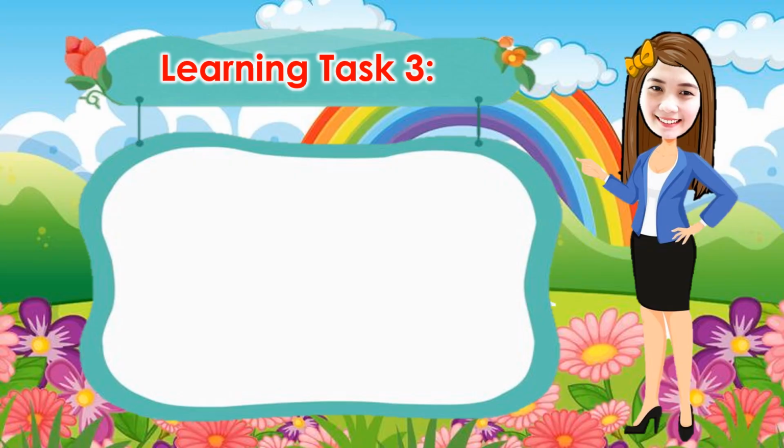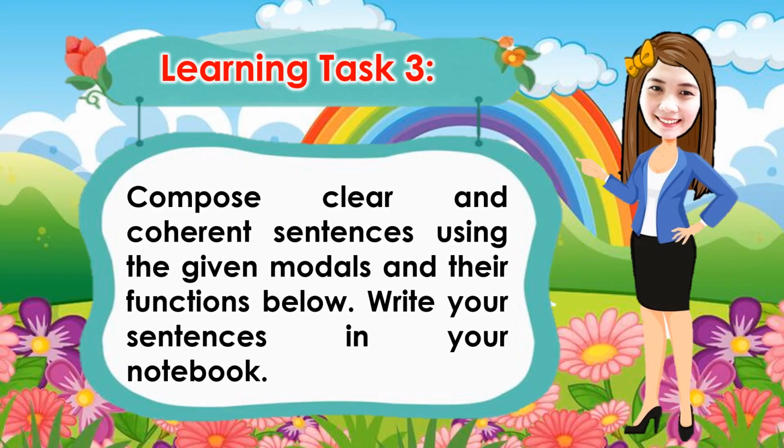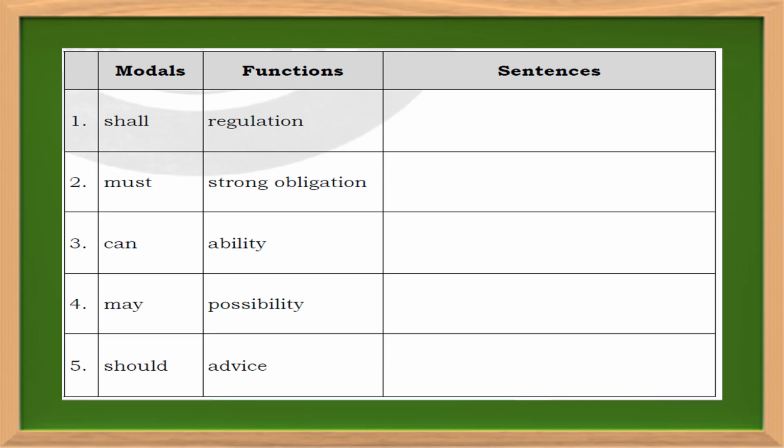Learning Task 3. Compose clear and coherent sentences using the given modals and their functions below. Write your sentences in your notebook. Number 1. Shall, regulation. Number 2. Must, strong obligation. Number 3. Can, ability. Number 4. May, possibility. Number 5. Should, advice.